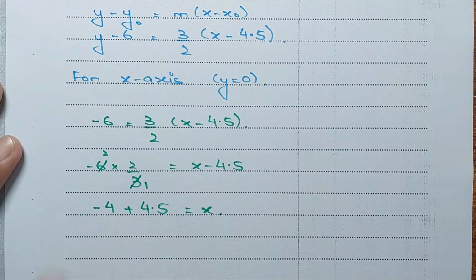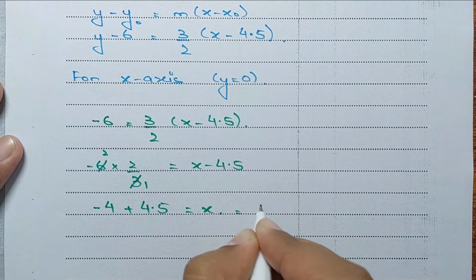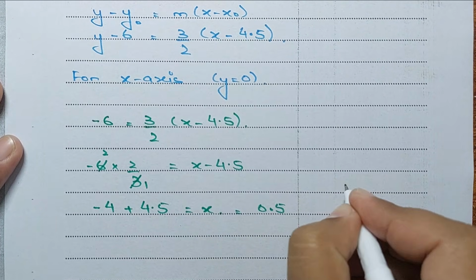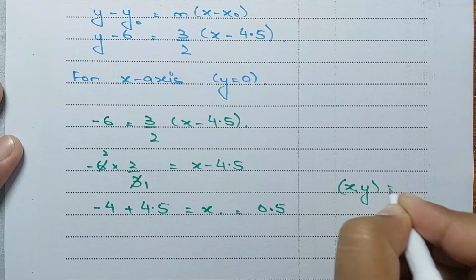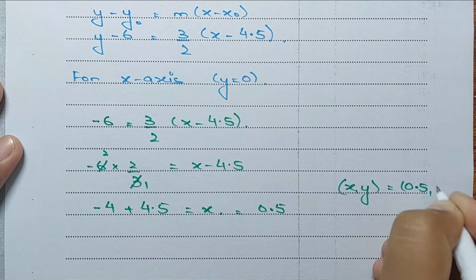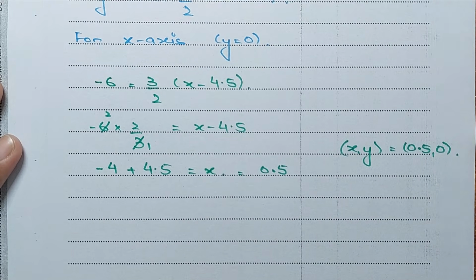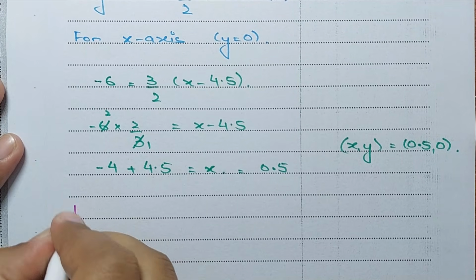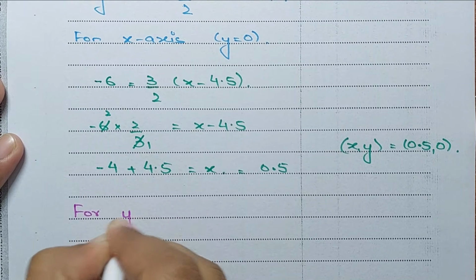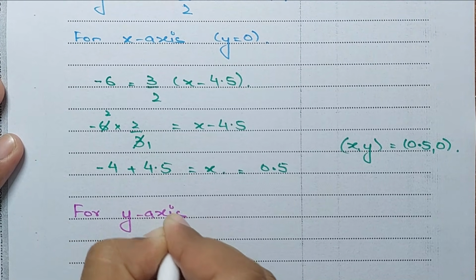So from 4.5 take away 4, that is 0.5. So the x coordinate is 0.5. So the x-intercept is (0.5, 0), right? The second thing is for the y-axis, the x component is equal to 0.